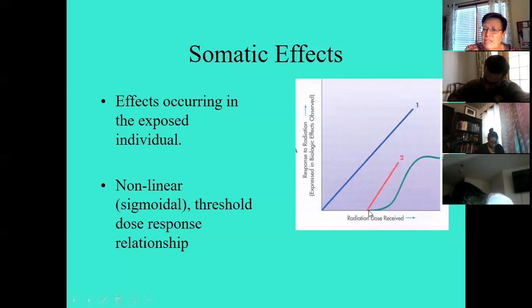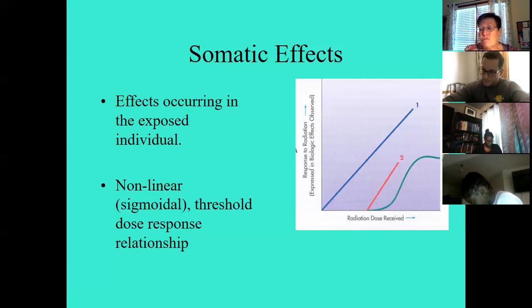The second term is threshold. If a response has a threshold, that means there is a dose at which the response begins to be seen. So for example, we were using the example of erythema, the patient's skin turning red after a long fluoroscopy procedure. Erythema has a threshold of approximately 2.5 gray. So below that, below an exposure of 2.5 gray, you do not see the effect. This patient's skin doesn't turn red.